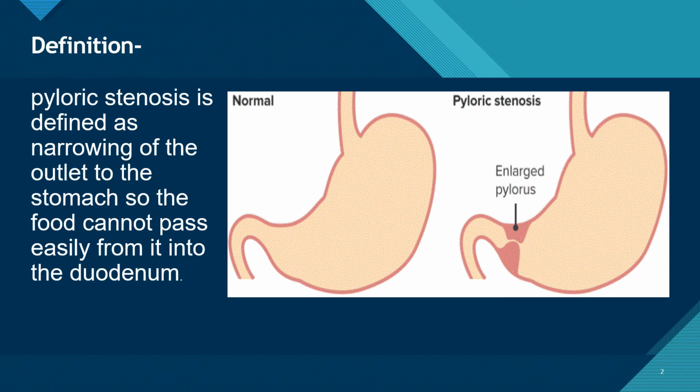So here is the picture of the normal anatomical structure of the stomach, and the second one is pyloric stenosis. For those who have pyloric stenosis, how does the stomach look? You can see in this second picture that there will be enlargement of the pylorus, and that will lead to narrowing of the pylorus. So pyloric stenosis means narrowing of the pylorus.